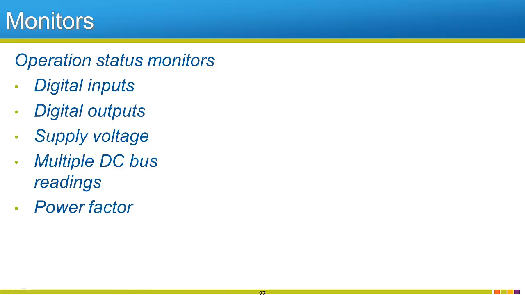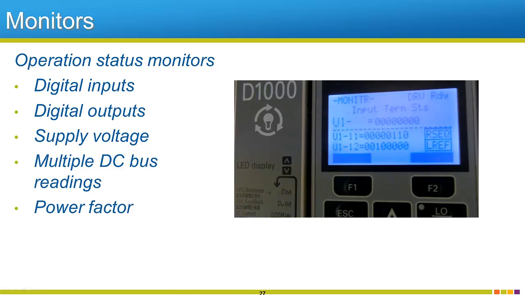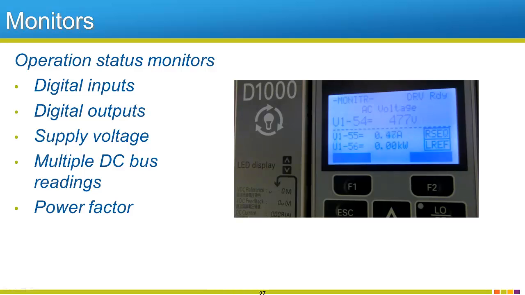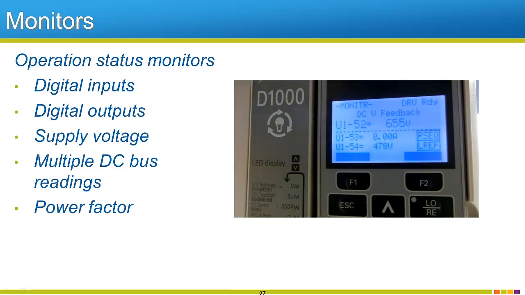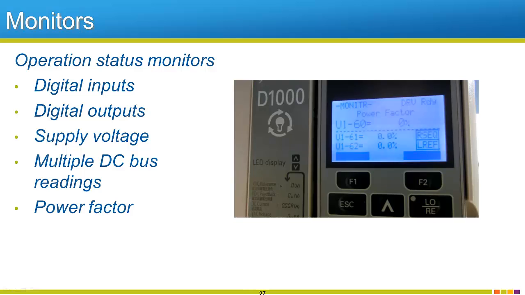The D1000 features a monitor menu. This menu contains a wealth of monitors to make operation and troubleshooting easy. The basic operation status monitors include input and output terminal status, along with analog input monitors. Since the D1000 is a converter unit, there are many critical monitors for power supply voltage levels, DC bus voltage references, feedback, and current values. Additionally, a power factor monitor will display the current power factor of the converter at any given time.